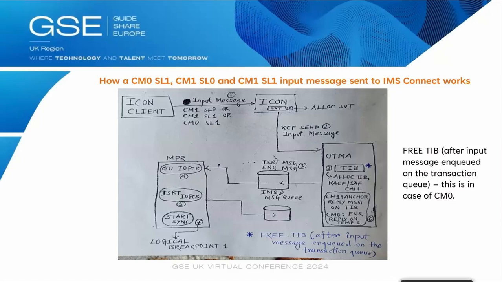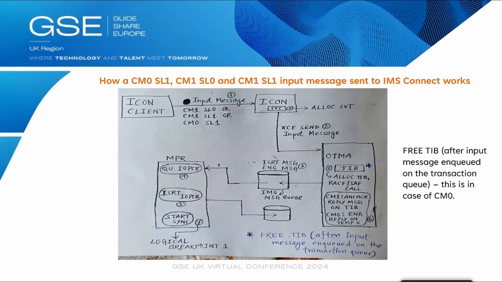So moving on to number three over here, OTMA processes the input message. A control block called a transaction instance block or TIB is allocated. RACF or any other system authorization facility, a SAF product, is called if needed. You know, it could be CA ACF2, CA Top Secret, or RACF, whatever the mainframe shop uses.